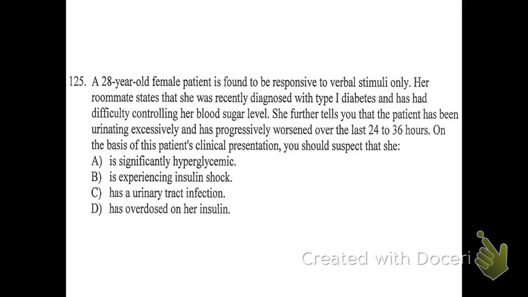This patient has type 1 diabetes. We also know she's had difficulty controlling her blood sugar level. So we're going to assume that whatever the answer choice is, it has to do with blood sugar either being too high or too low. What do we know that might tip our idea one way or another in terms of too high or too low? Okay, so urinating excessively, what does that point to? Okay, so your patient could be dehydrated, but in terms of a diabetic emergency, does that tell you anything about whether her blood sugar is too high or too low? Does that point one way or another?